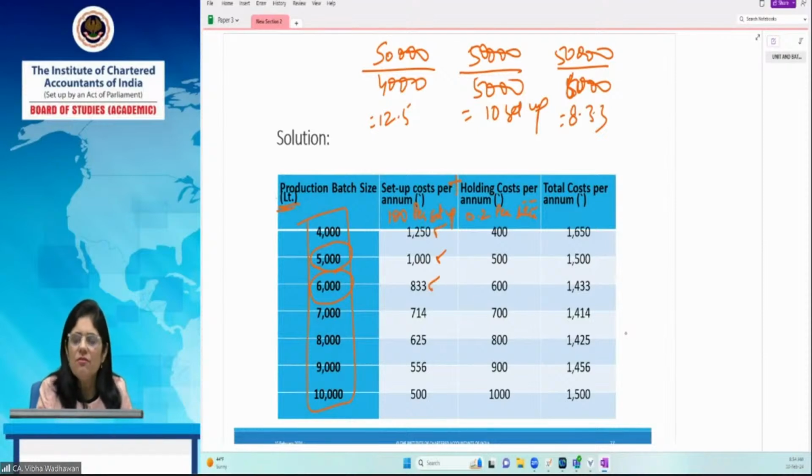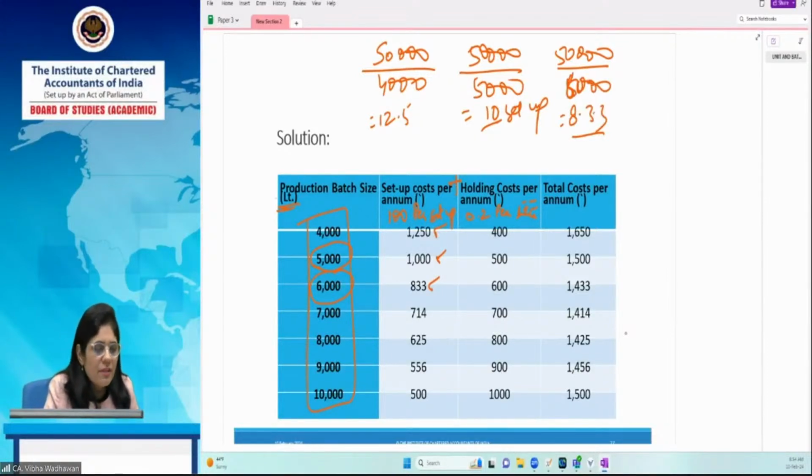Generally, we round off also. But here, since you have to calculate the actual minimum cost, it's better if we take it like this. We can convert it also, but otherwise that will not give us an accurate answer. Because either you convert everything, or if 10 setups you do not convert but 8.33 you convert, then you will not have the exact costing. That is why conversion is not advisable in such situations.